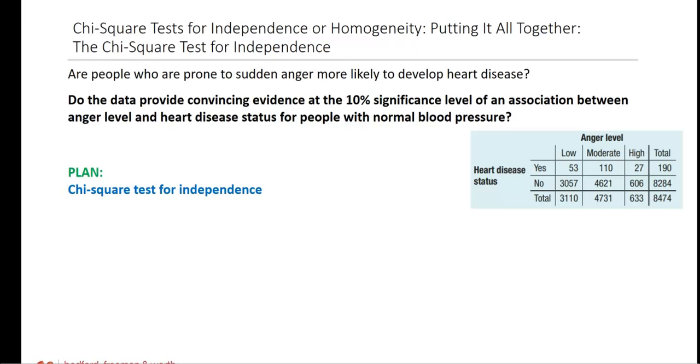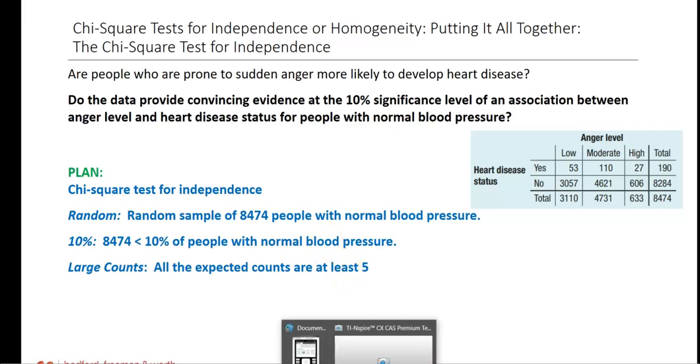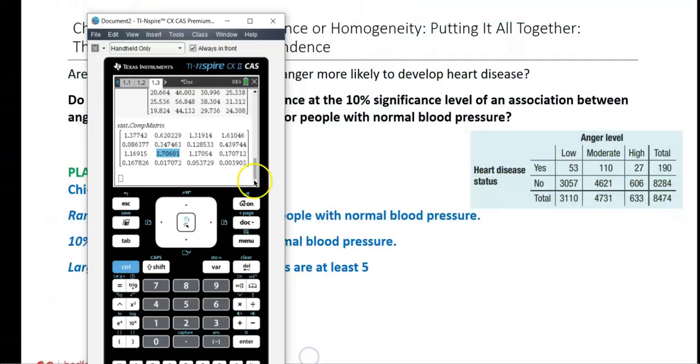This is called the chi-square test for independence. It was a random sample of over 8,000 people. That's less than 10% of all people with normal blood pressure. And we have to do the test to do this. To do the test, again, you want to do a matrix here. So this would be a 2 by 3 matrix, I think. So go to this command, choose customizable, 2, tab, 3, tab, enter.